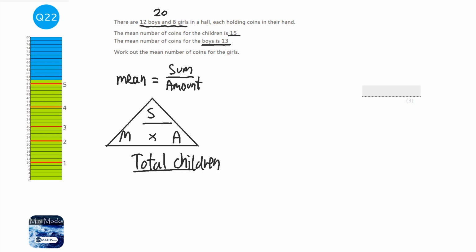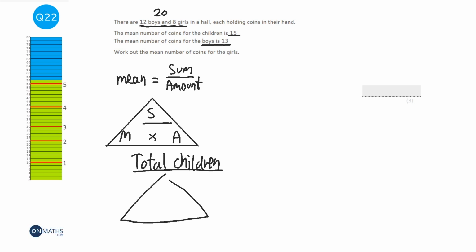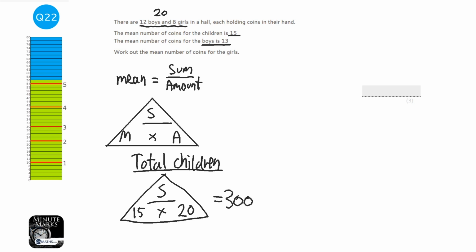And try and show my working out as I go. We know that the mean of all the children is 15. So in my triangle, I've got 15 for the mean. We know that there are 20 children in total, and we can work out the sum by timesing those together. So we're going to do 15 times 20. So there's 300 coins altogether.